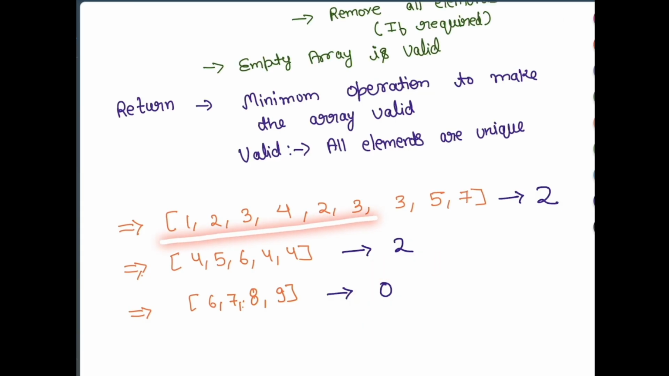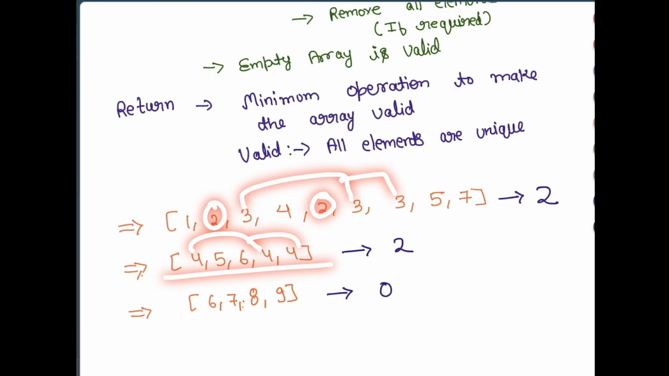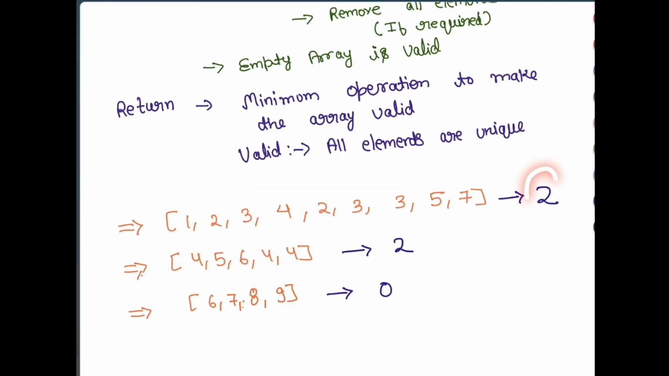But in the case of this particular array or this array, we have a few duplicate elements. For example, 2 and 2 are duplicates, 3, 3 and 3 are duplicates. In this one, 4, 4, 4, this is a duplicate, right? So in this case, the output is 2, and in this case, the output is 2 as well, because we need to perform some operations to make our array valid. That is, all the elements should be unique.